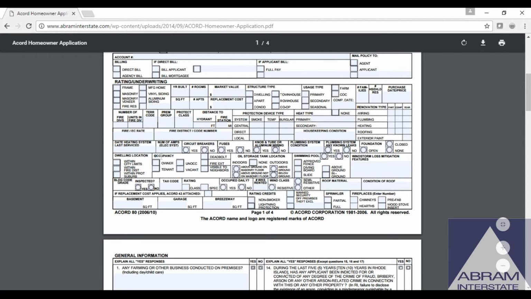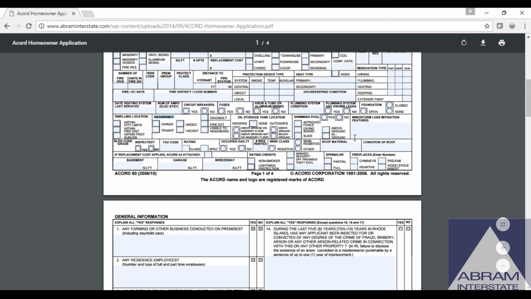Aside from that, we're also looking down here at occupancy. Occupancy: owner, tenant, unoccupied, or vacant. Owner is going to be most commonly selected on a homeowner's application. If you may have a risk that is a combination of owner and tenant, such as an owner-occupied duplex with the other half occupied by a tenant, feel free to select both or let us know in your comments section about the different occupancy type. There is quite a bit of information here. Not all of it is required except for those things that I'm noting right now.